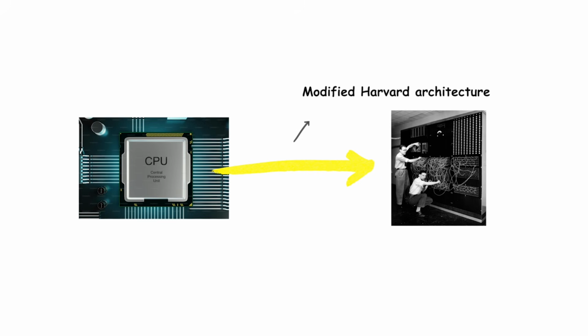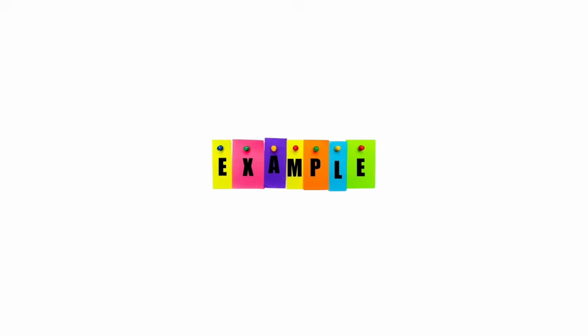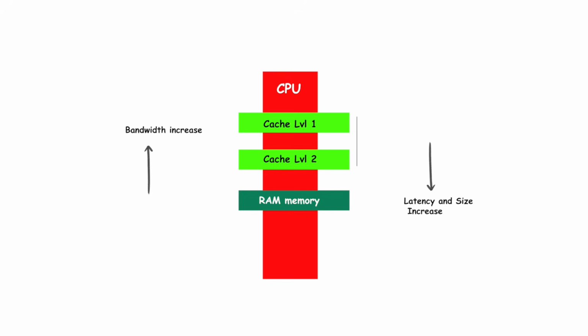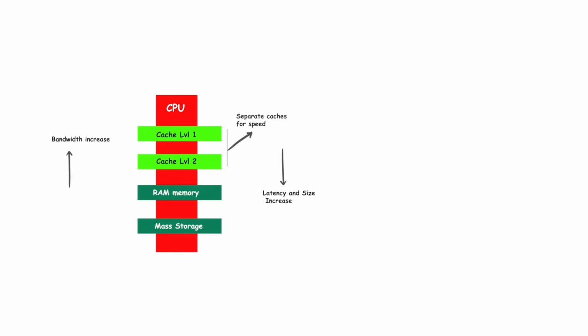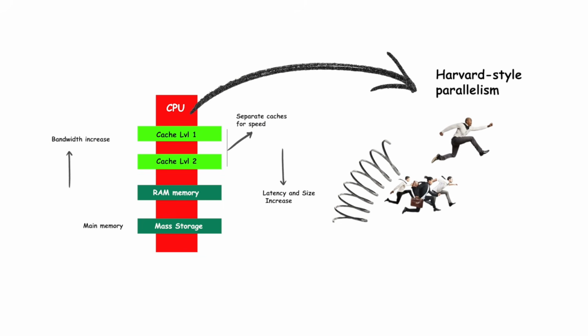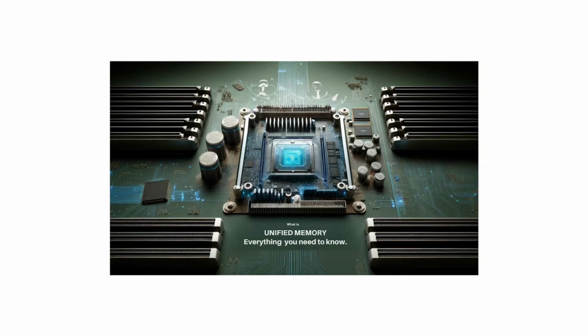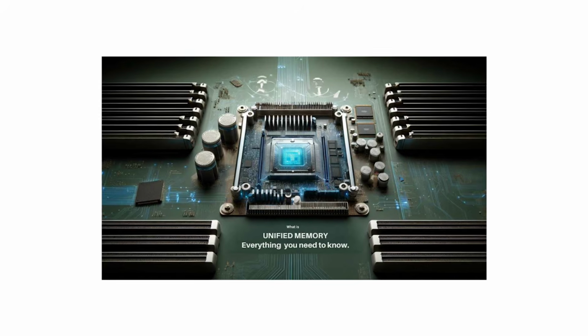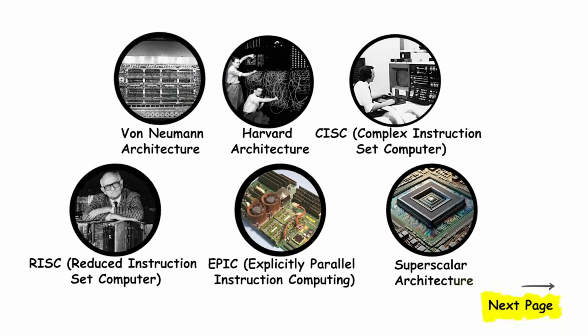Modern CPUs sometimes use a modified Harvard architecture, where the distinction between instruction and data storage is blurred. For example, a CPU may keep instructions and data in separate caches for speed, but ultimately store both in the same main memory. This allows the processor to take advantage of Harvard-style parallelism in the short term, while still being compatible with the unified memory of general-purpose systems.